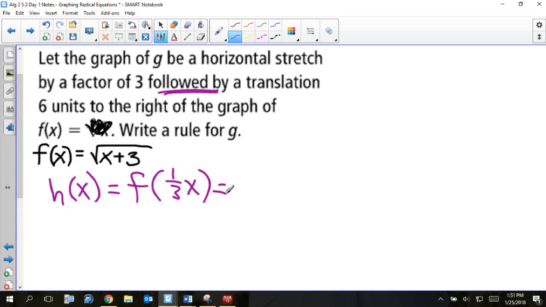So whatever is inside of the parenthesis, I'm going to make a parenthesis around just x. And wherever that parenthesis is, that's where I'm going to plug in 1/3 x. So I will have square root, parenthesis around just x, 1/3 x, plus 3 still on the outside. Did you follow?